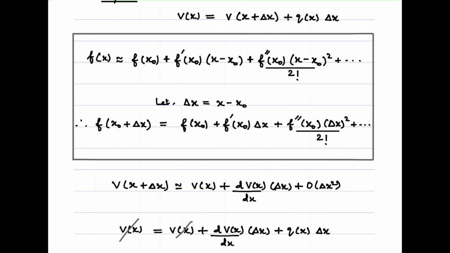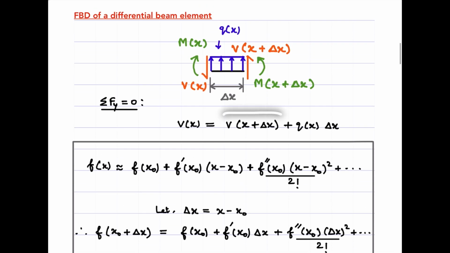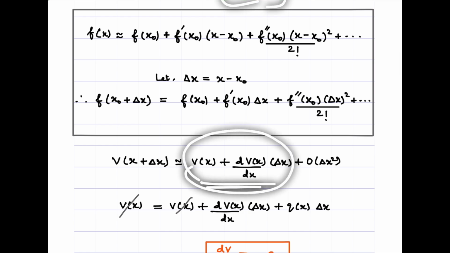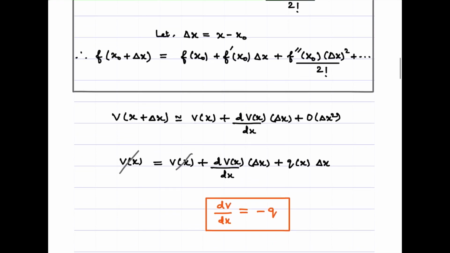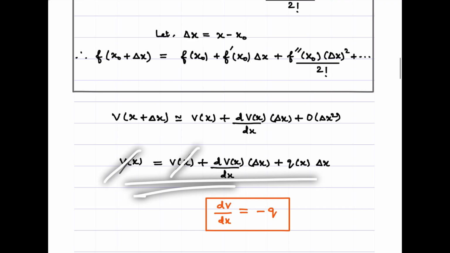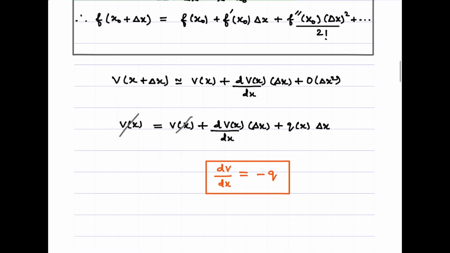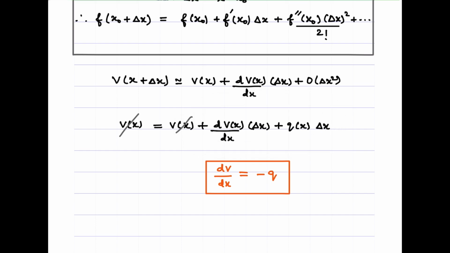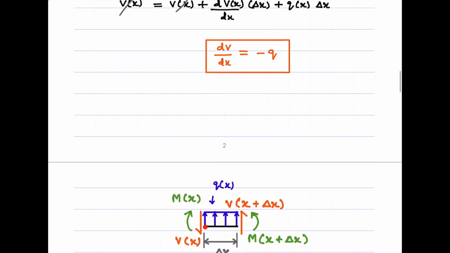Now we are going to ignore these higher order terms and just take the first two terms on the right-hand side for V of x plus del x. Substitute them here. Now these two terms cancel with each other. What remains is this. When we rearrange that, we get dV by dx equal to minus q. This is the expression which relates the shear force to the intensity of load applied on the beam.